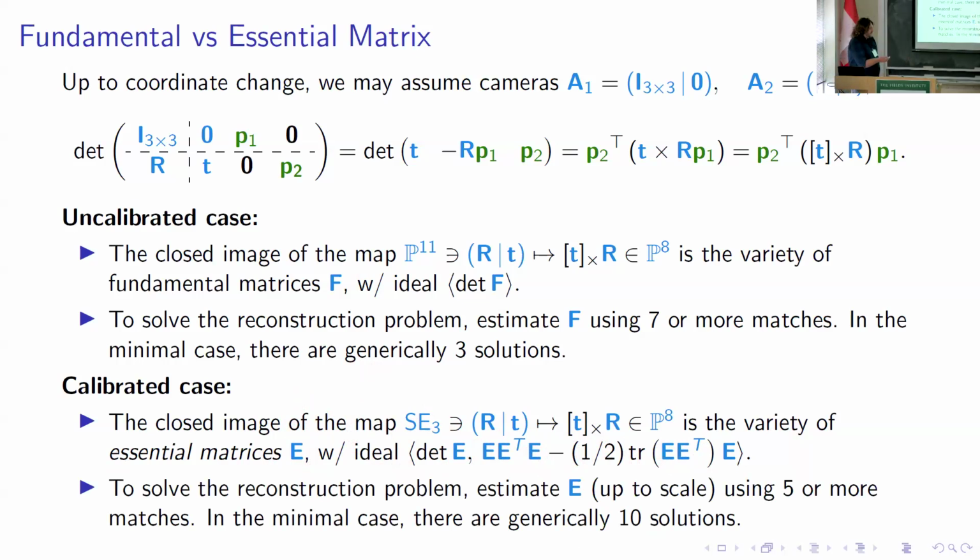And the variety of essential matrices is now just 5-dimensional. So if you know that your camera is calibrated, then it's possible to solve reconstruction by estimating the essential matrix using 5 matches. And moreover, the degree of this essential variety is 10. So the way that people solve this problem is they compute the roots of a degree 10 polynomial and then recover rotations and translations from that.